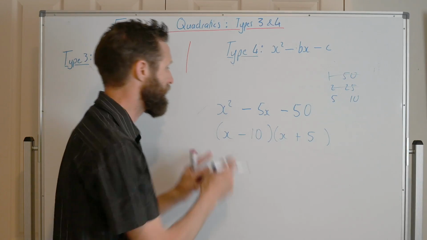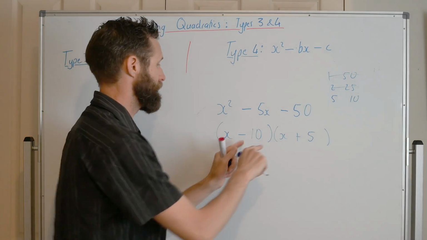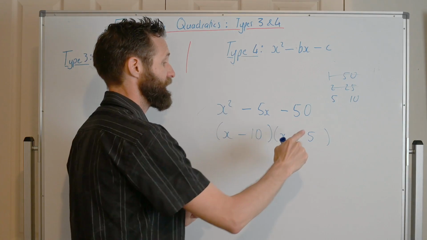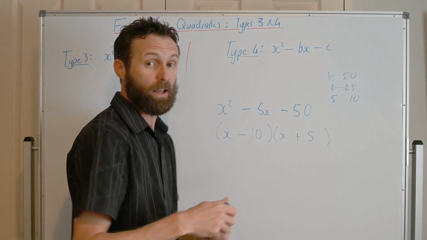Let's just do a check there. X squared, yes. Outers, 5x. Inners, minus 10x. 5x minus 10x is minus 5x. Minus 10 times 5, minus 50. Yes, we've got it.